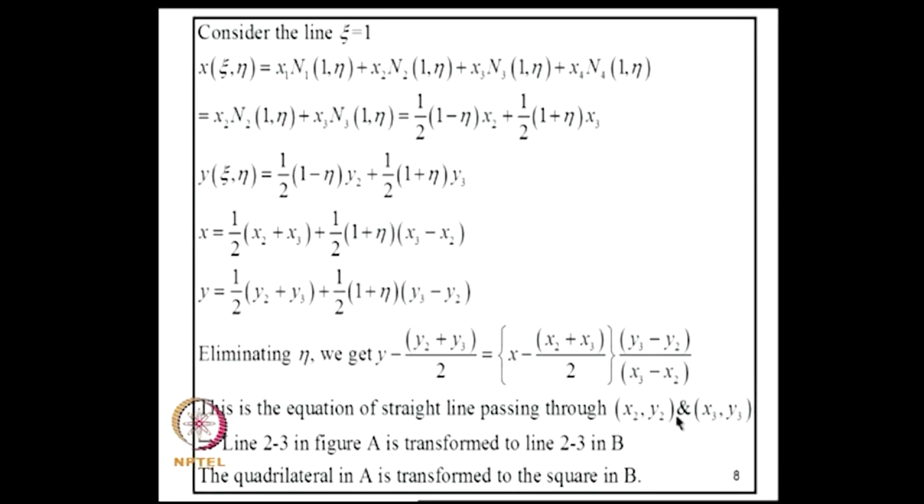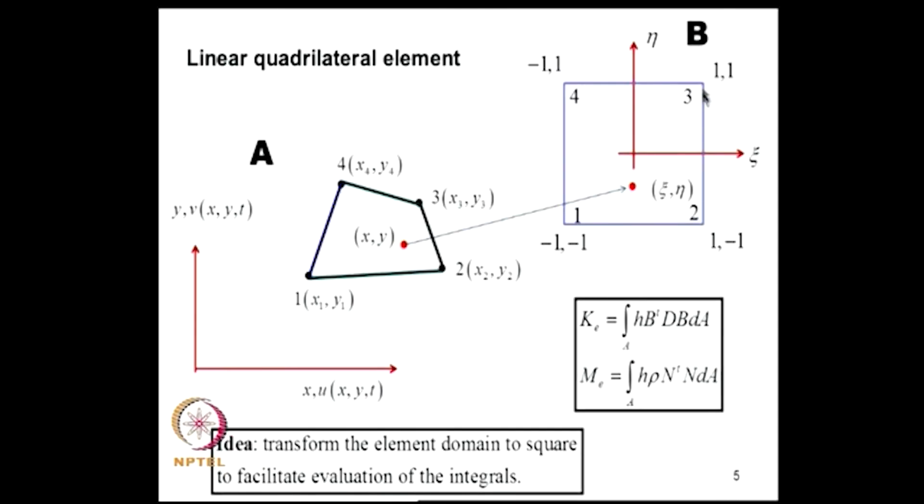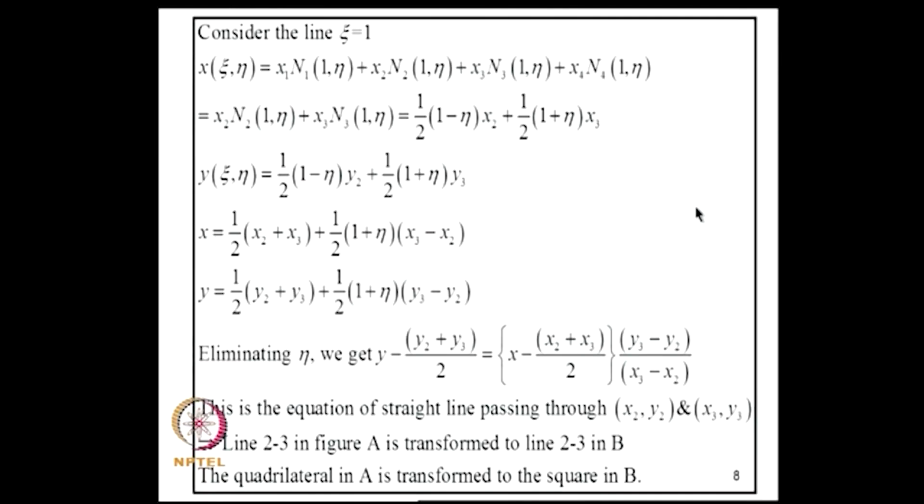Now, between these 2 points, does the variation remain linear or not? That is the next question we have to see. Now, consider the line xi equal to 1, which is that line? This line xi equal to 1. Now, x of psi comma eta is x1 n1 and so on, and wherever xi is there, I will write it as 1. So, I get this expression. I am simply putting 1 for xi. Then I will use the properties of these functions, and I will be able to show that this is given by this expression. It is a linear function of eta.